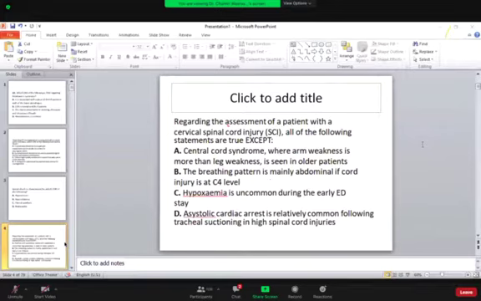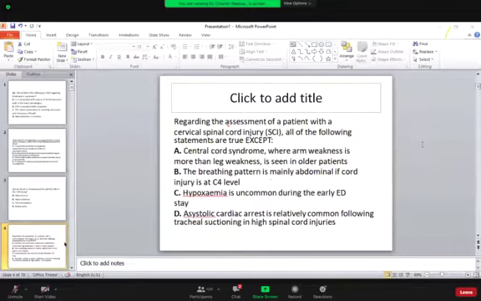Hypoxia is uncommon during the early ED state. In a patient with cervical cord injury, hypoxia is very common, because the main muscles of respiration are affected.